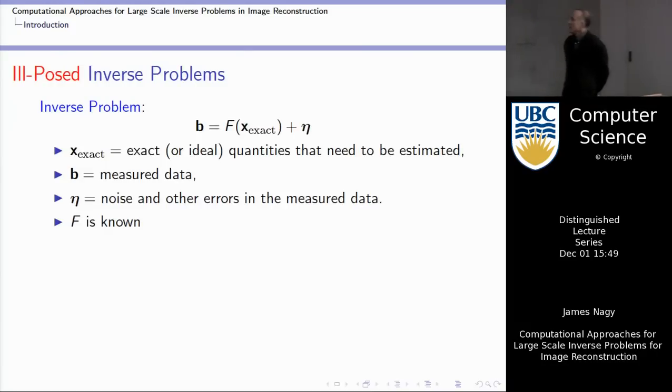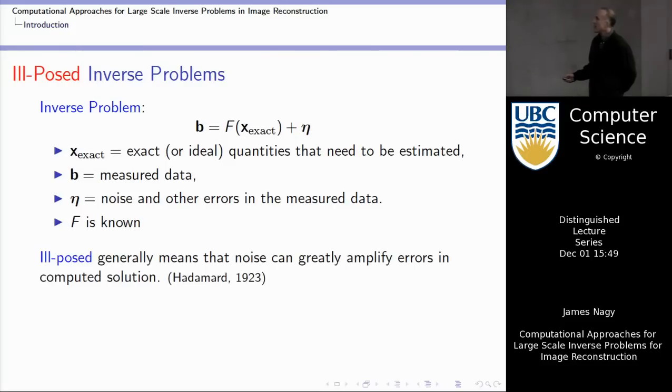All right, so once I get this inverse problem, one of the things that you need to know about inverse problems is that typically they're also ill-posed. Ill-posed means that typically if I have any noise in the data, it can amplify errors in the computed solution. That's the basic idea. So given this noise-corrupted data and the function f, trying to figure out what this exact thing is, is quite difficult to do, and in fact, generally impossible.